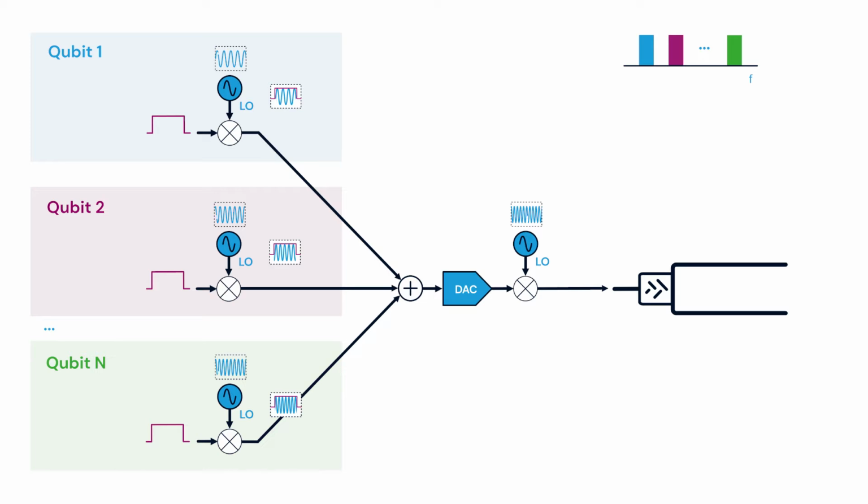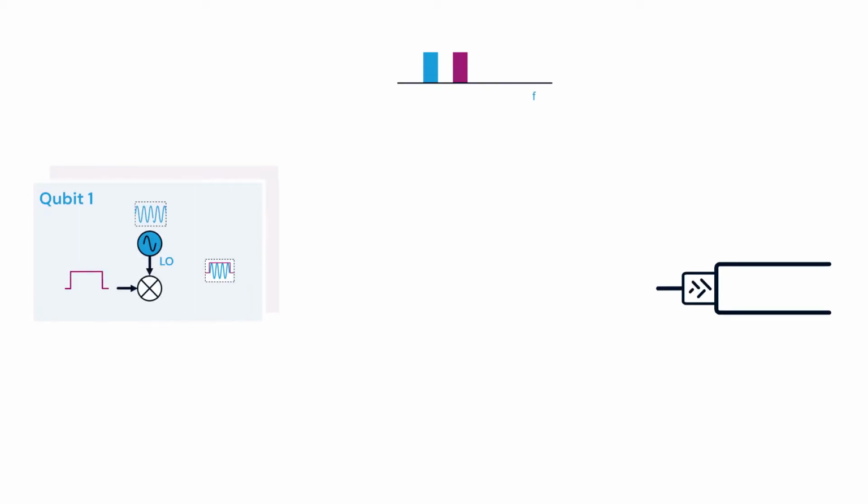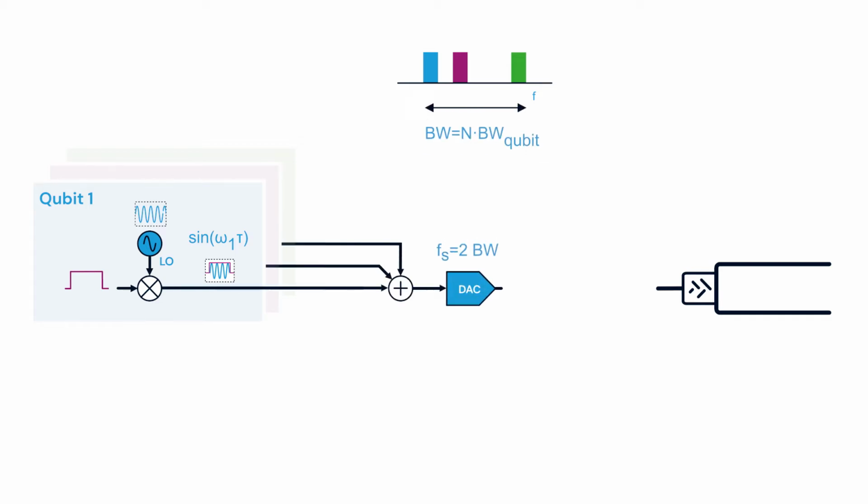It is important to remember that a separate oscillator is needed for each qubit to keep track of the phase of each qubit. The microwave drive for each qubit will need a certain bandwidth BW. If we target n qubits, the total required bandwidth is n times the bandwidth of a single qubit.